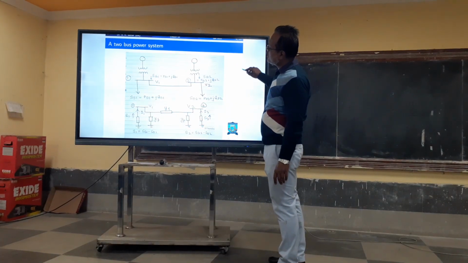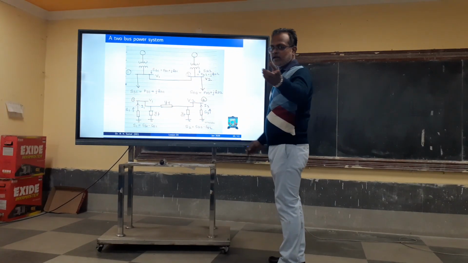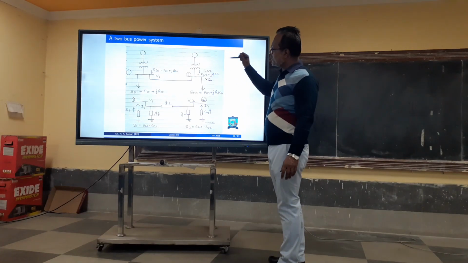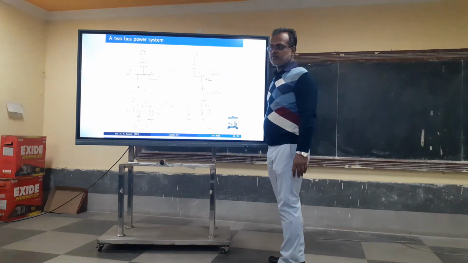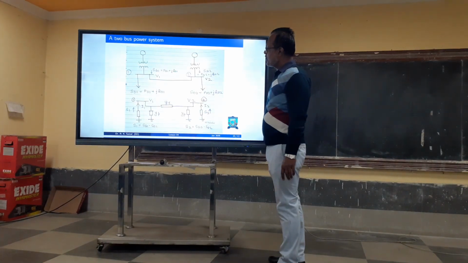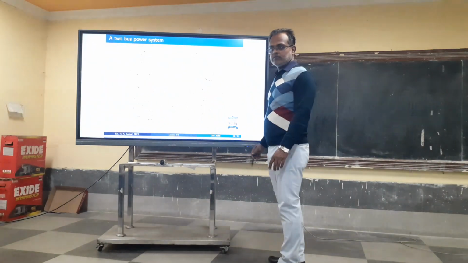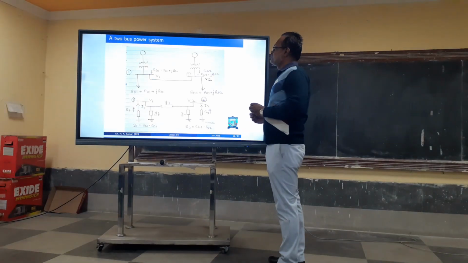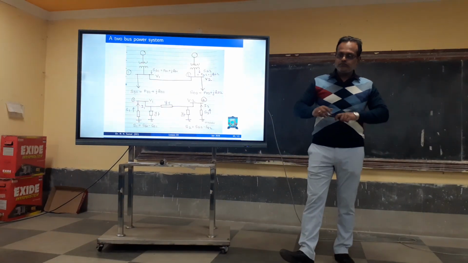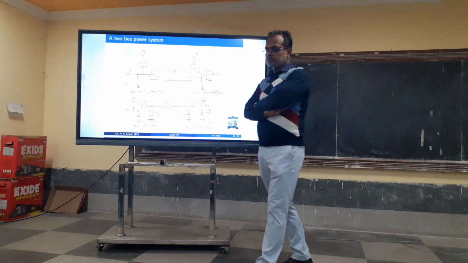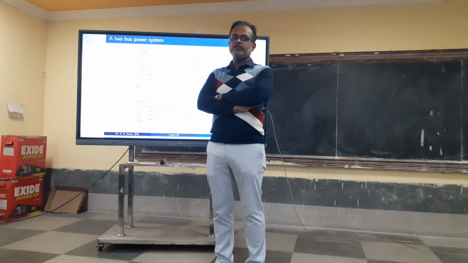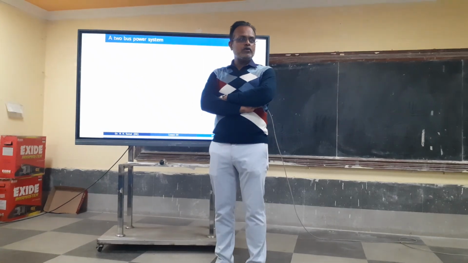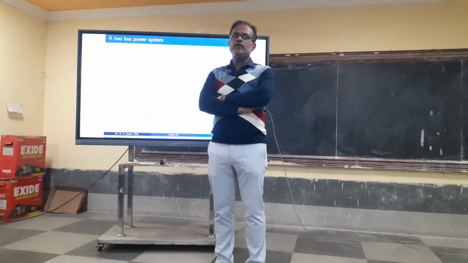And finally, this is one question for your exam. It is from the Elgerd book. Find out the load flow equations for this two-bus system. Generalized load flow equations. Draw the two-bus system. How to find out the load flow equations? As we have seen in that general case.